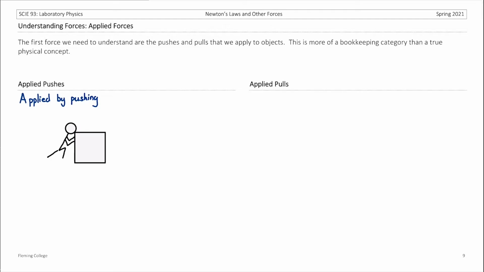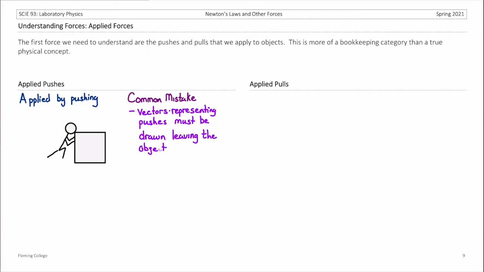When we sketch this free body diagram, we don't need to include the little stick figure, but there is a common mistake that occurs. Vectors representing pushes must be drawn leaving the object. So the correct vector in this situation would come out of the far side of the object and be represented as our force applied. Students often incorrectly look at this and say, if I'm pushing the object, then my force must look like this. And this would be an incorrect way of representing on our free body diagram.